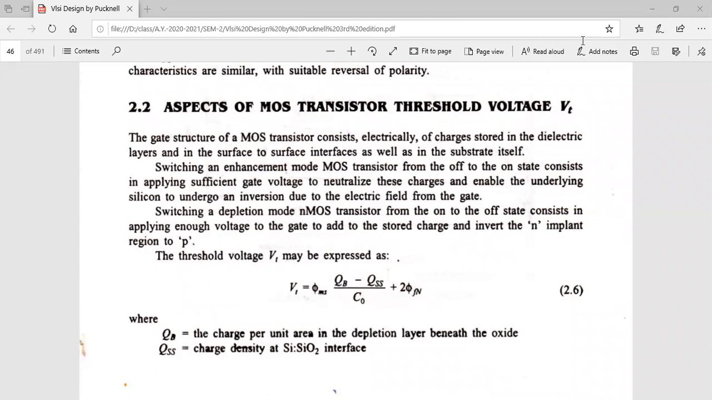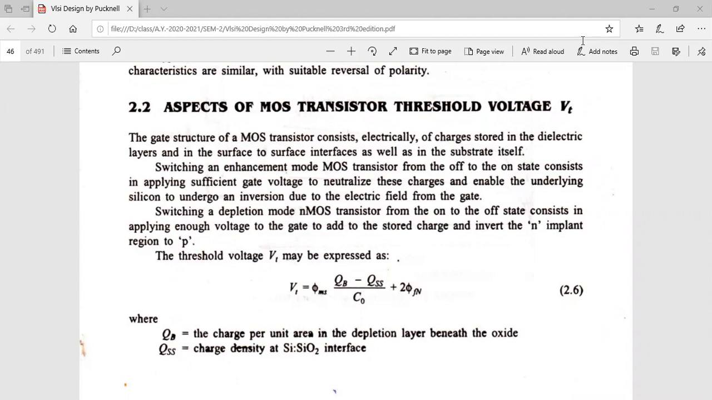Now we have to see the threshold voltage of a transistor, the aspects of MOS transistor threshold voltage VT. We need to indicate it as V suffix T. As you remember, the explanation regarding the operation of a MOS transistor generally consists of different types of charges in the dielectric layers, between the surface interface and the substrate.